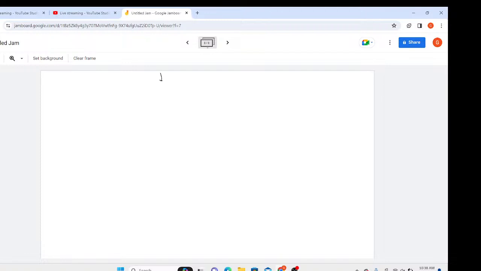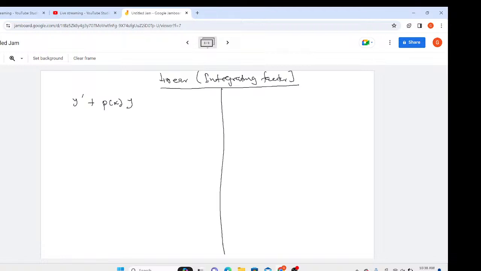So our next method is linear, or in some we should call it integrating factor approach. Now, when the differential equation is in the linear form, so when do we see that the differential equation is in the linear form? We say that the differential equation is in the linear form when it can be presented in the form y prime plus p of x y equals g of x.